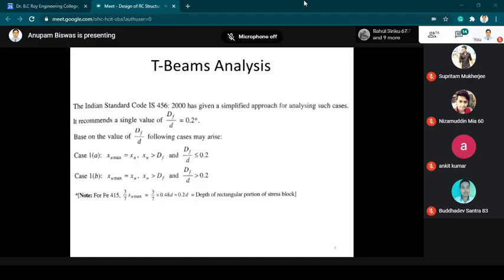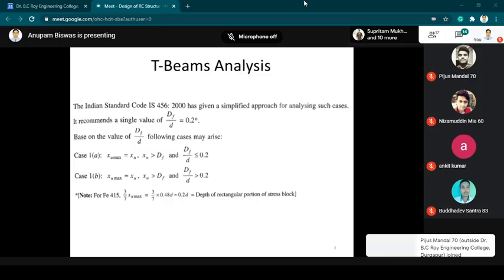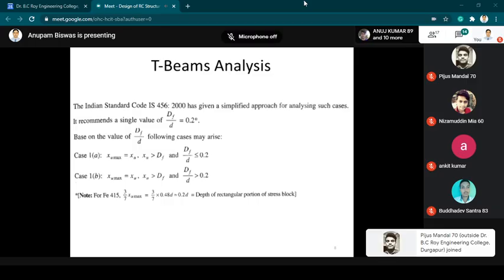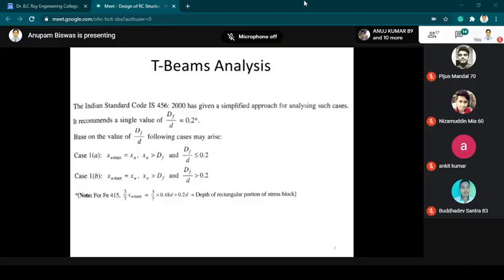Actually, because of the 3 by 7 XU max, the value for a rectangular section, if you consider Fe415 steel, is 3 by 7 of XU max, that is 3 by 7 of 0.48 d.